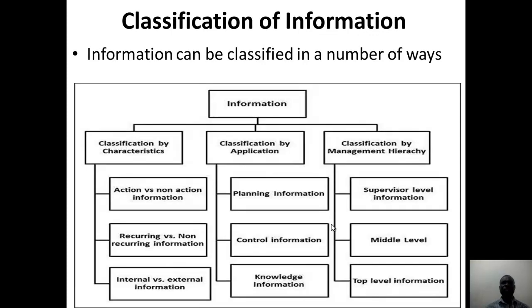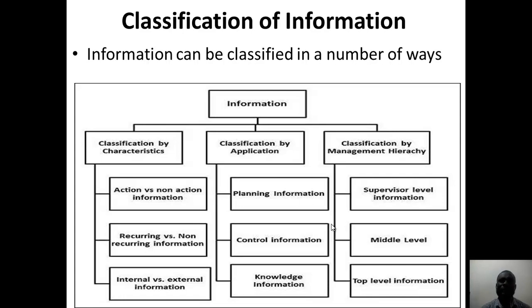Now let's look at the classification of information. Information can be classified according to this table shown here. First of all, the main classification techniques include classification by characteristics, then classification by application, and then classification by management hierarchy. So under characteristics, we have action versus non-action information.